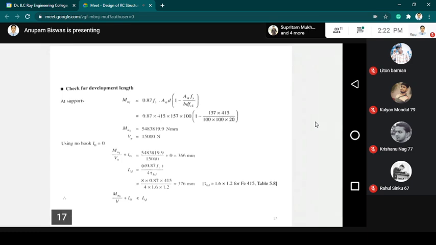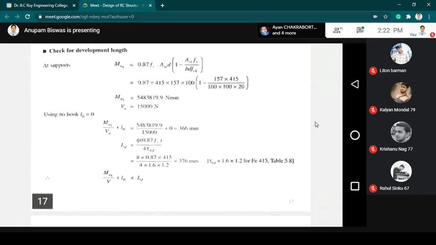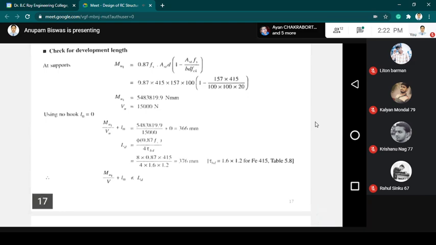Next is the check for development length. To check the development length, we know that the formula that we use here involves the values of Mu and Vu, the corresponding factored moment and shear force. That is the value of M1 is 0.87 fy into Ast into d whole multiplied by 1 minus Ast fy by b d fck. So all the values are known.